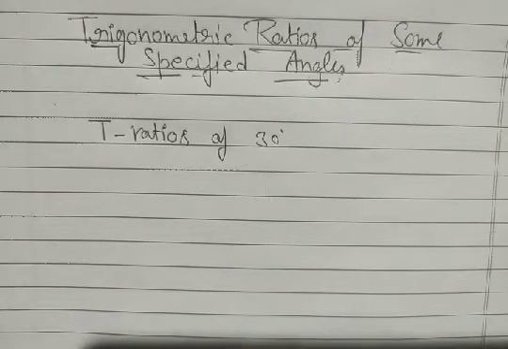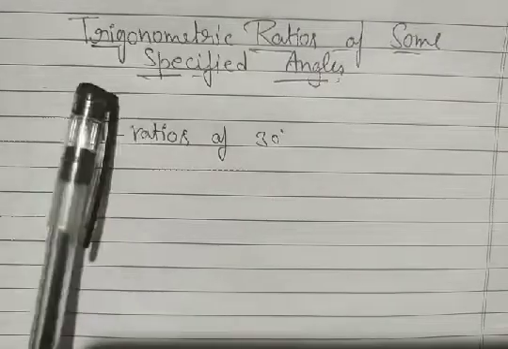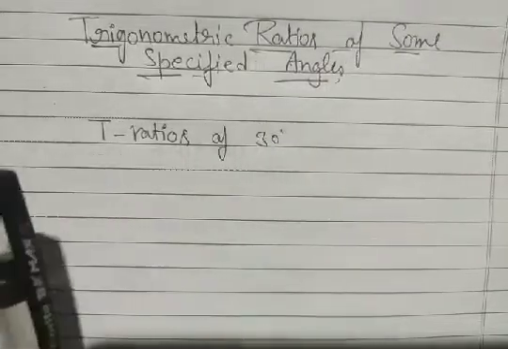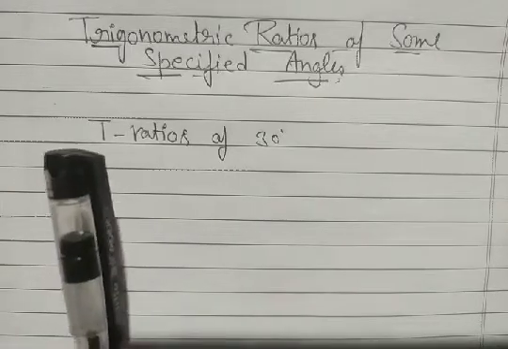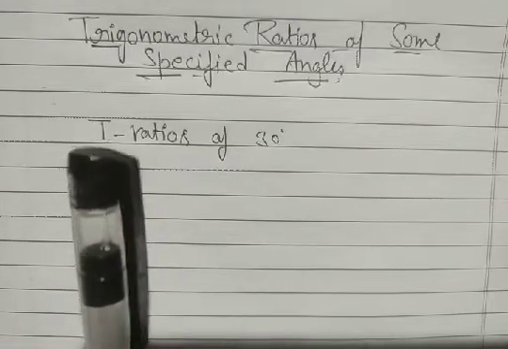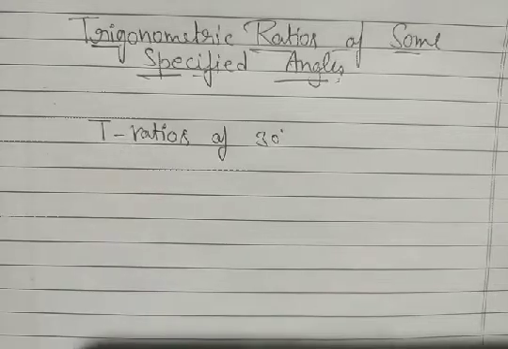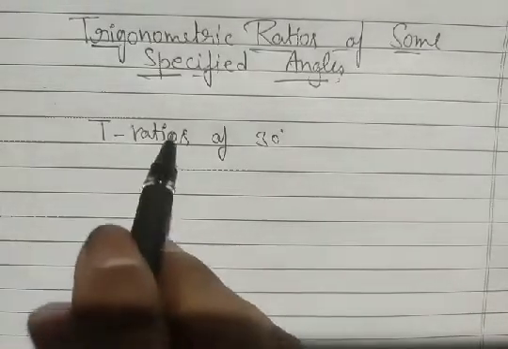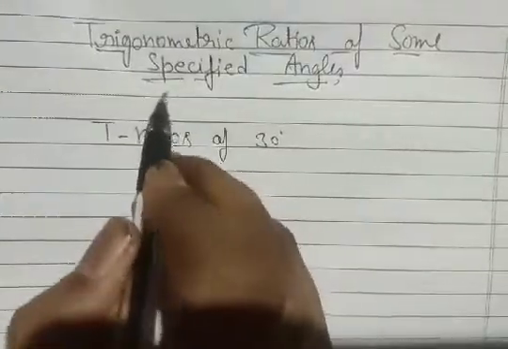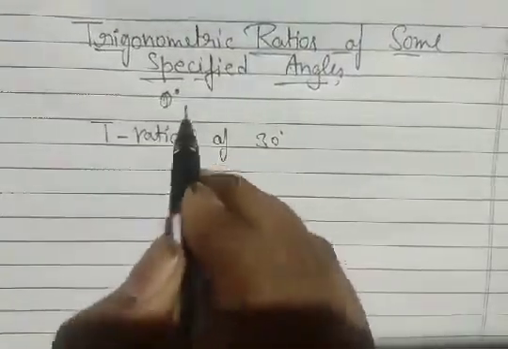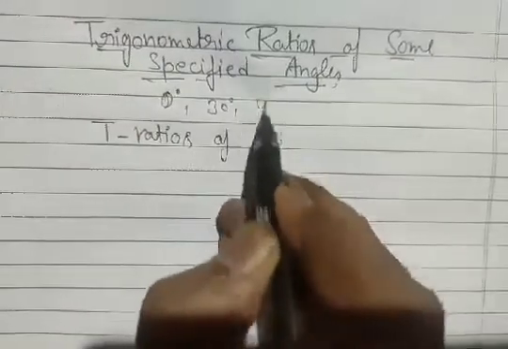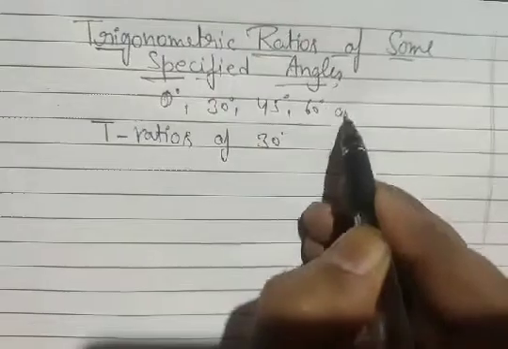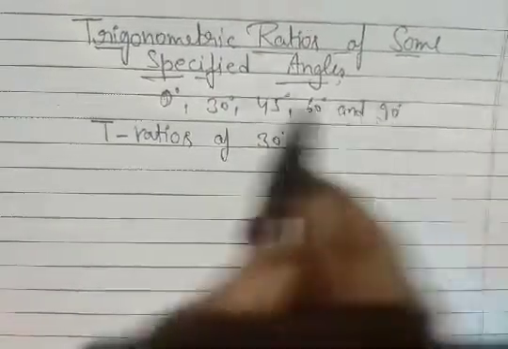Now in the topic of trigonometry, today we are discussing the trigonometric ratios of some specific angles. In this section we shall find trigonometric ratios of angles 0 degree, 30 degree, 45 degree, 60 degree and 90 degree.